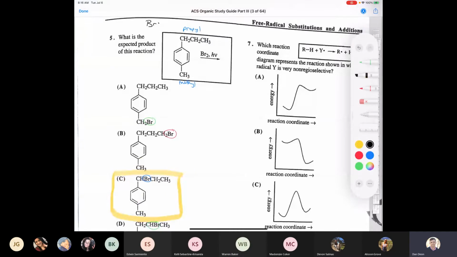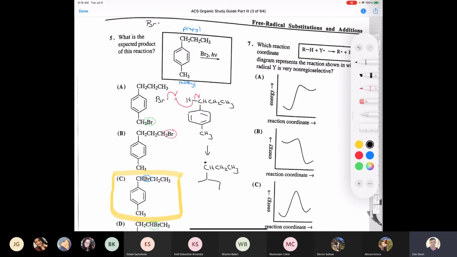So if we draw the molecule out, and I'm going to highlight this hydrogen here, so H2, CH3. The first step is going to be bromine is going to abstract that hydrogen like this. And then we're going to produce a radical. And that radical is going to be this. So we're going to have the radical in the benzylic position.